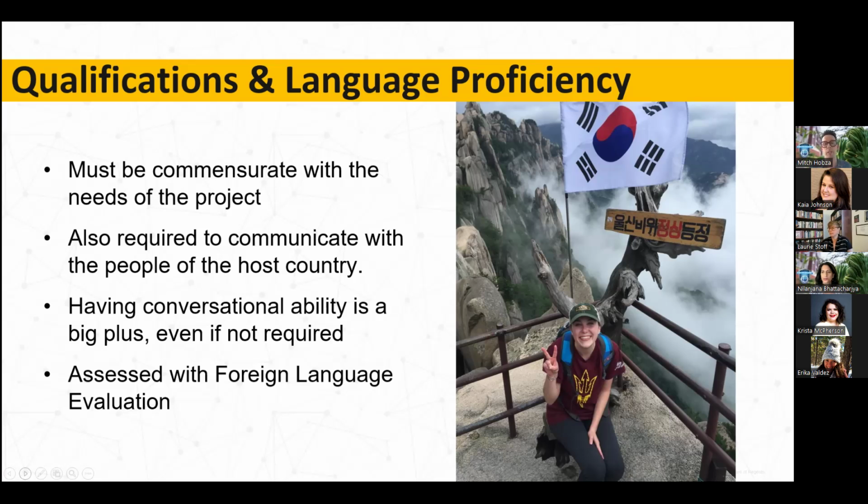Having conversational ability is a big plus for the languages, and these are all assessed with a foreign language evaluation. So you don't just say, I'm really good at French. You actually have to take an evaluation that is overseen by a professor of that language at ASU. They write something up similar to a recommendation letter, but it's not formal, and you don't get to see it. And then they submit it, and that goes along with your application as well, communicating to the readers what your level of proficiency is with the language. And we have resources on our Canvas to connect you to those resources on campus when you are ready for that stage. I think that's it for me today.